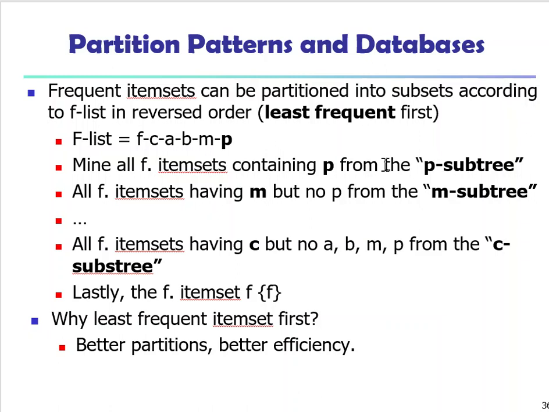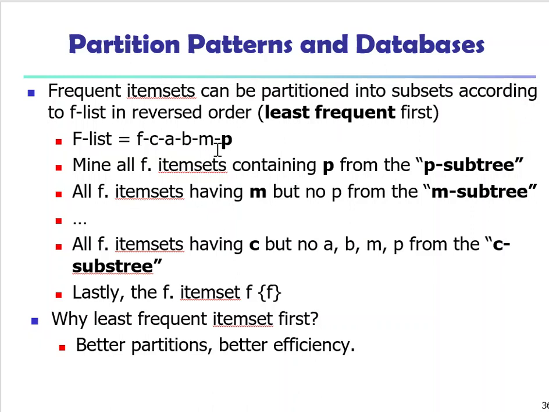We get all the records, all the transactions containing P, and that forms a P subtree, or a projection of the entire database on P. And then the other partition may be all the item sets having M but not P. And we can find this set of transactions from the entire database that can support us to mine those frequent items containing M but not P, because P was mined earlier from the P projected database.